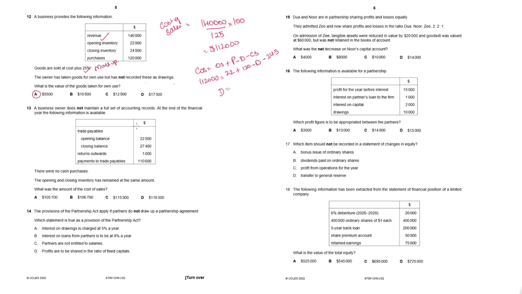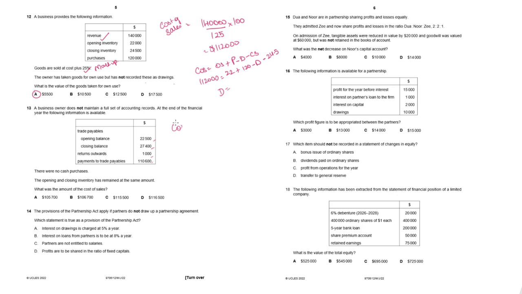A business owner does not maintain a full set of accounting records. At the end of the financial year, the following information is available: trade payables opening and closing balance, returns outwards, payment to trade payables. There were no cash purchases. Opening and closing inventory has remained the same. What is the amount of cost of sales?